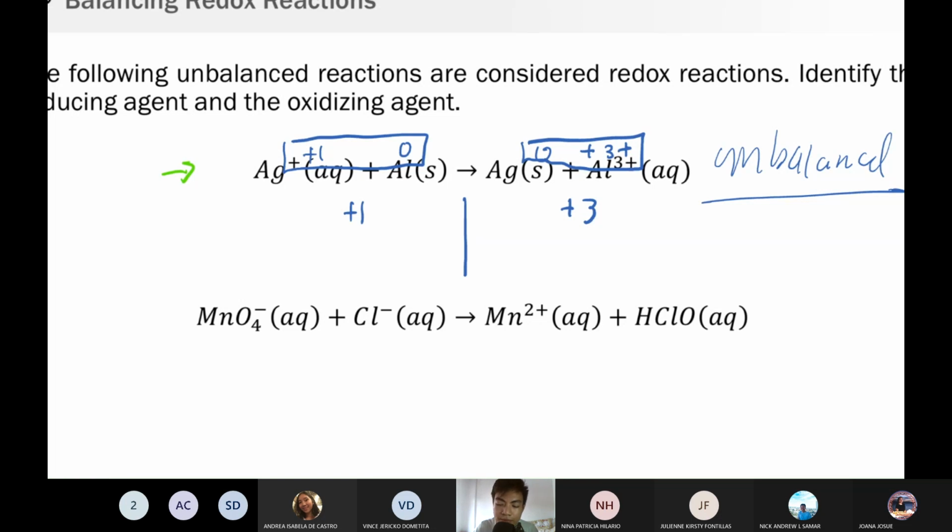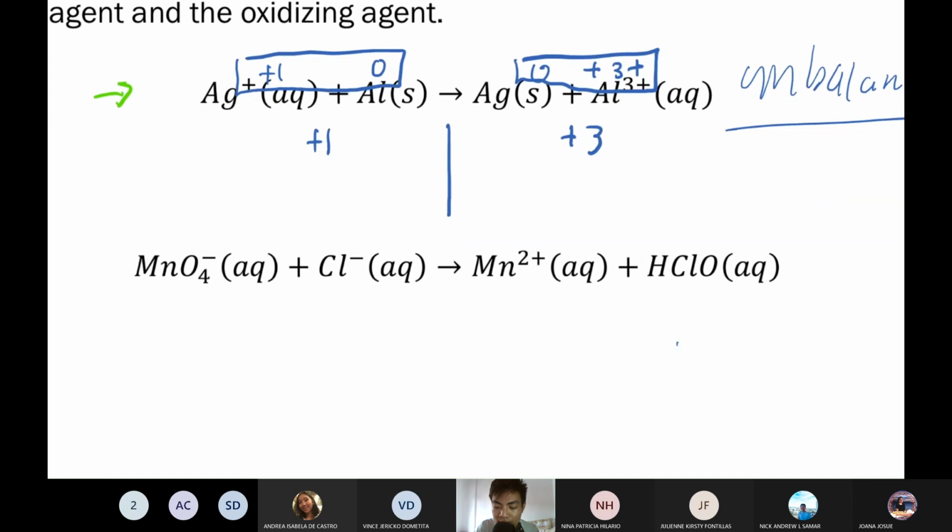Sa baba naman, ang mapapansin nyo dito, on the right side, you have hydrogen. On the left side, wala. On the left side, 4 yung oxygen. On the right side, isa lang. So, unbalanced talaga yung equation natin in terms of atoms. Okay? So, unbalanced yung equation in terms of atoms.